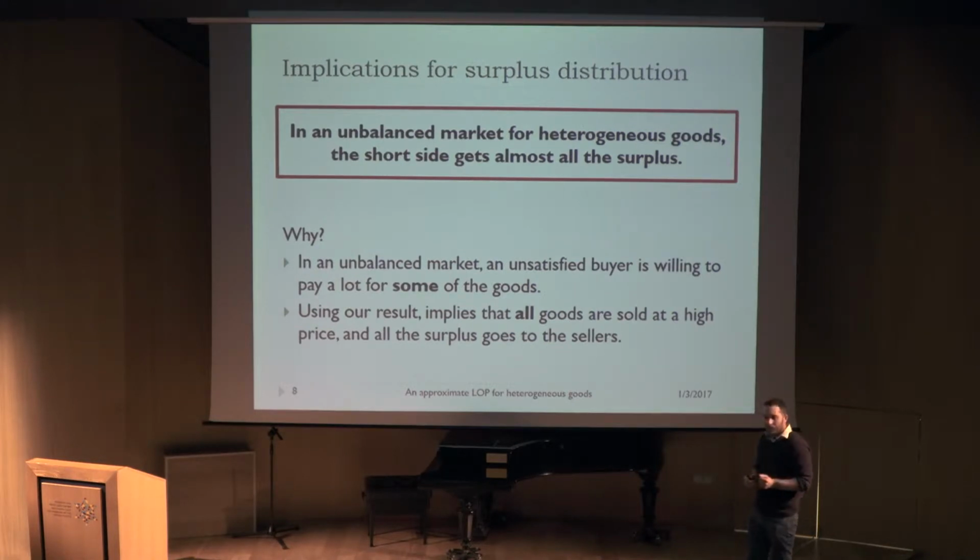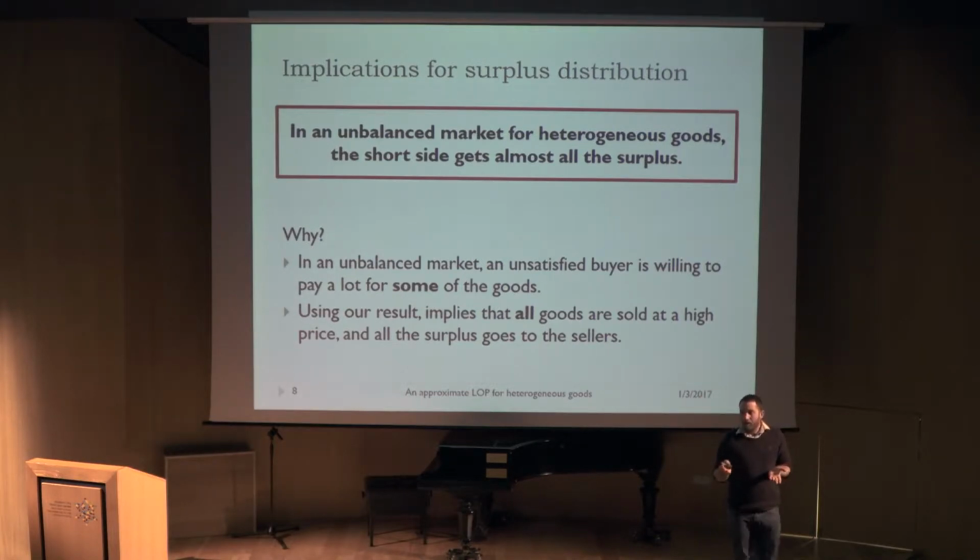Once you have an approximate law of one price, you can also use it, and I'm previewing the results that I'm going to go over later. But once you have an approximate law of one price, you can also realize that if the market is unbalanced, if you have, for example, more buyers than you have goods, then the prices are going to be very high, because at least one buyer is going to be left out without a good, and this buyer will be willing to pay a very high price for any one of the many goods that she likes.